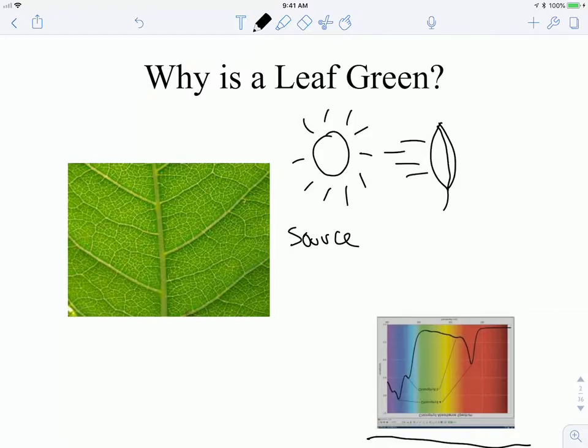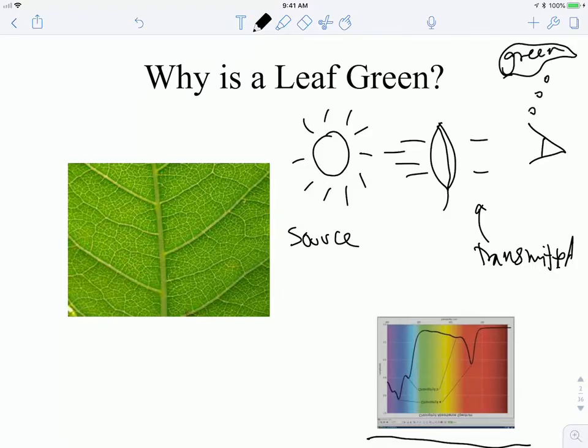Some of that light is absorbed by the leaf, and some of that light is transmitted. So I'm going to depict that with fewer lines coming out. So some of these wavelengths of light were absorbed by the leaf. Some of them were transmitted. So these are the wavelengths here that are transmitted. And then those wavelengths make it to your eye, and what you see in your brain is green, because these wavelengths here are green.